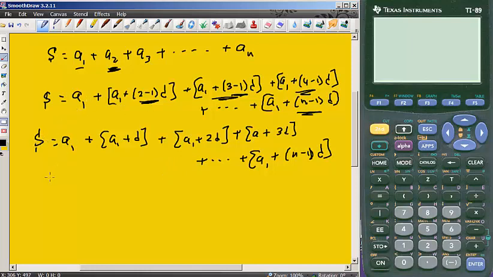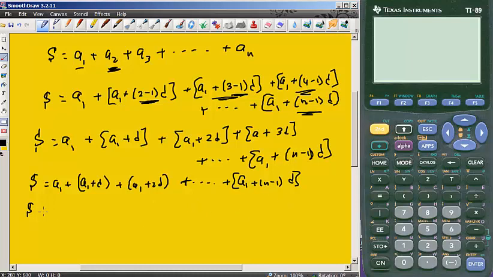So let me rewrite this formula as S is equal to a sub 1 plus a sub 1 plus a difference plus a sub 1 plus 2 differences, and I'm going to skip all the other terms and go to the end, and then it's going to be a sub 1 plus n minus 1 differences. Okay, and then I'm going to rewrite the same thing, except I'm going to go backwards. So it's going to be a sub 1 plus n minus 1 times the difference, and then the one before that would be a sub 1 plus n minus 2 differences, and then plus dot dot dot all the way to the very first term, which will be a sub 1.